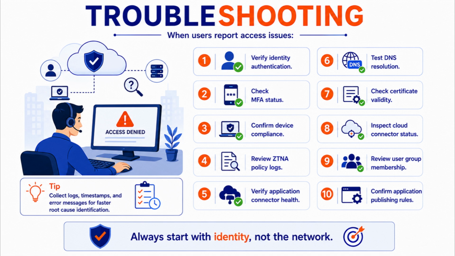7. Check certificate validity. 8. Inspect cloud connector status. 9. Review user group membership. 10. Confirm application publishing rules. Always start with identity, not the network.